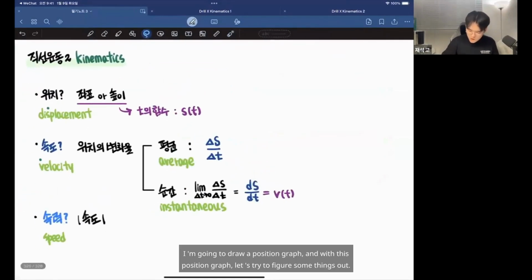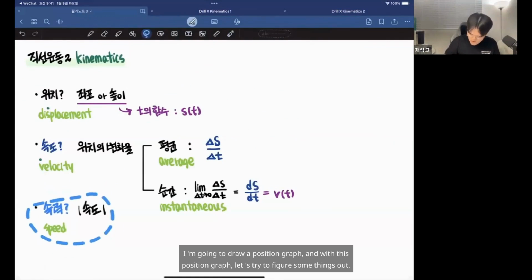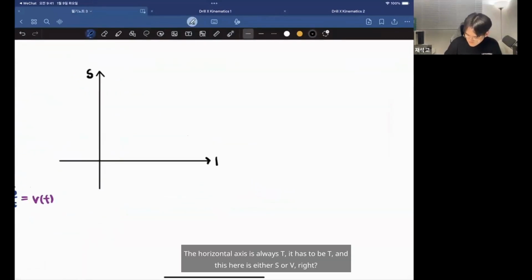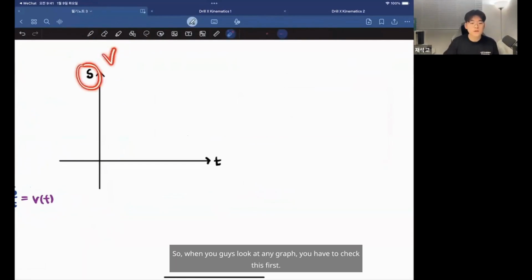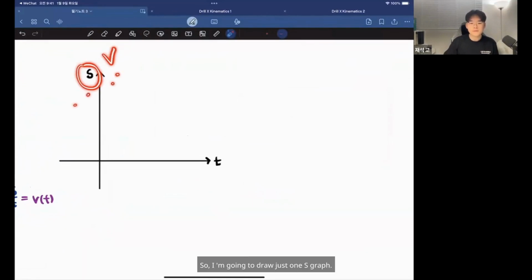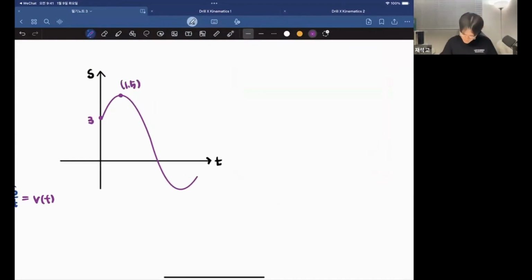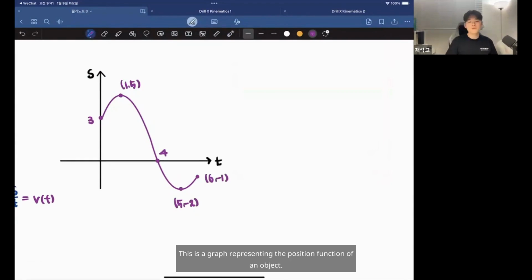Let me try this. I'm going to draw a position graph, and with this position graph, let's try to figure some things out. The horizontal axis is always t. It has to be t. And this here is either s or v, right? So when you look at any graph, you have to check this first. Is it s or v? So I'm going to draw just one s graph. Let's draw just one shape like this. This is a graph representing the position function of an object.